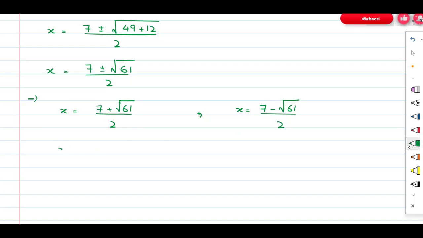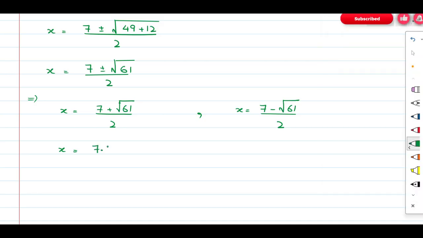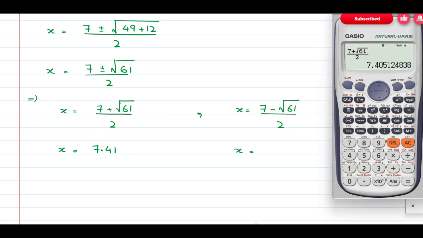Okay, let me write down the solutions. (7 plus root 61) divided by 2 is 7.405. It's 5, so add 1: 7.41. 7.41 up to 2 decimal places, and the other solution is with the negative root.